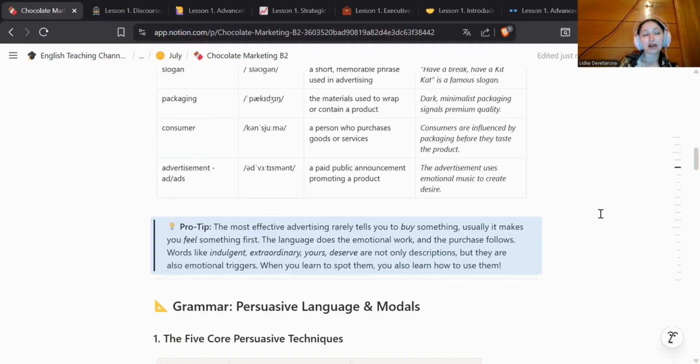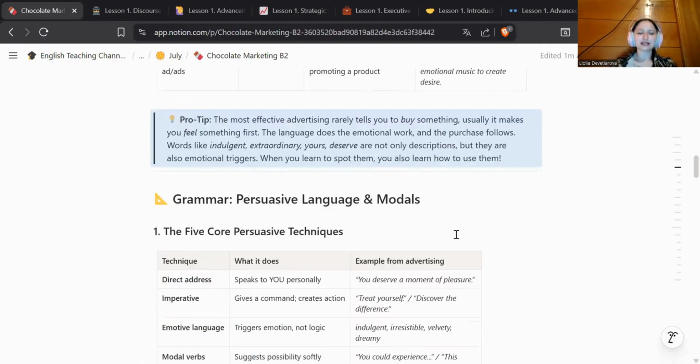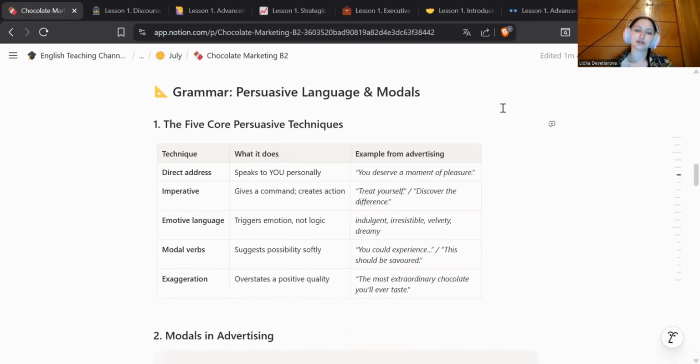So when you learn how to spot them, you can also learn how to use them, right? And I believe after this lesson, you will look twice at some certain advertisements and you will be like, do I really need it? Or are they just telling me that I deserve it? I know that I deserve it, but I don't need it, right? So let's go on to some grammar, persuasive language, and models.